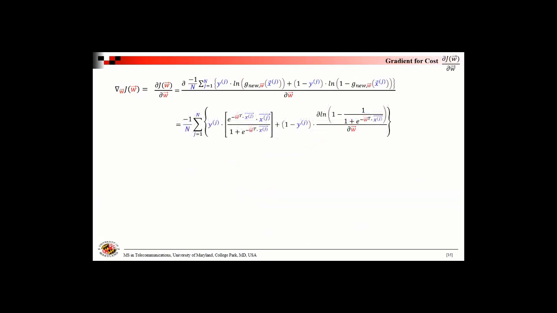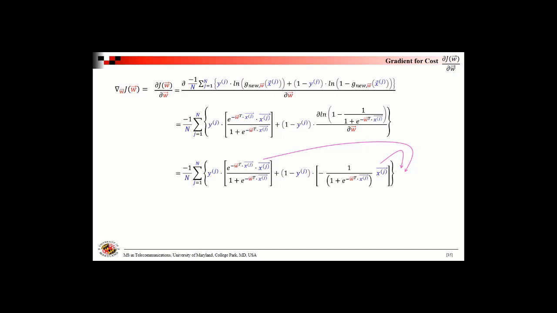We had already replaced the leftmost partial derivative with our resulting expression. Now let's go ahead and replace the rightmost derivative with our expression. And we'll notice that in both terms there is the x vector, which we're going to go ahead and factor out of both terms.